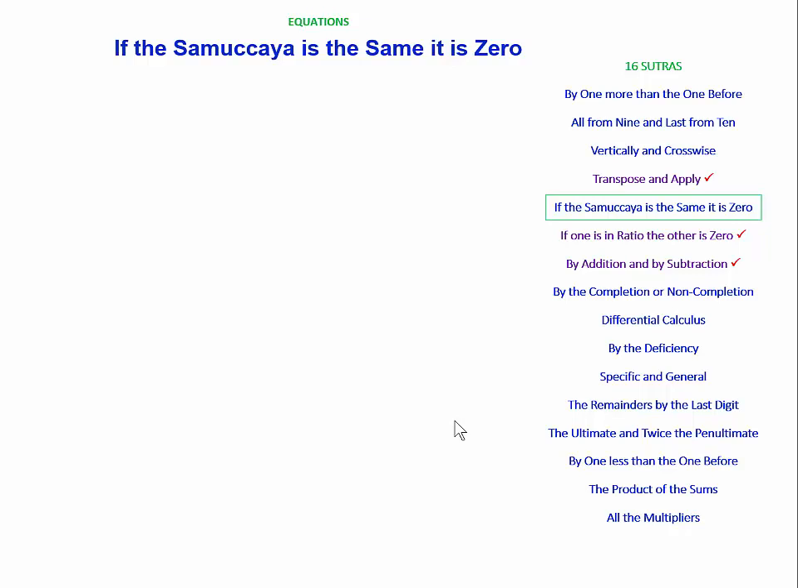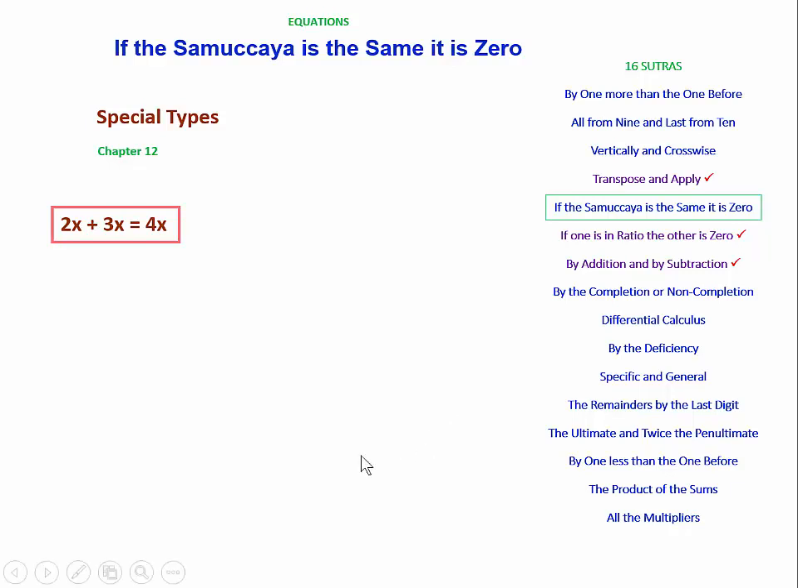If the samachaya is the same, it's 0. Shunyam samya samuccaye. Tirthaji gives a lot of examples of the application of this sutra in solving equations in chapter 12. So, for example, the first illustration he gives is this type of equation where we've got a common factor. The word samuccaya has got different meanings, that's why it's left as a Sanskrit term, and one of them is common factor. Here we've got a common factor of x on both sides, and so we can equate that to 0. The common factor is the same, and so it's 0. We get x is 0.